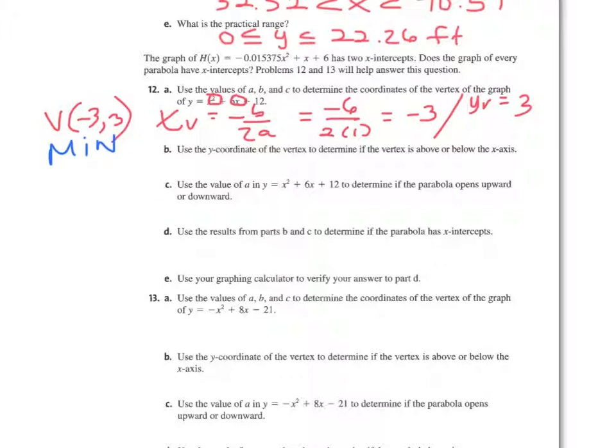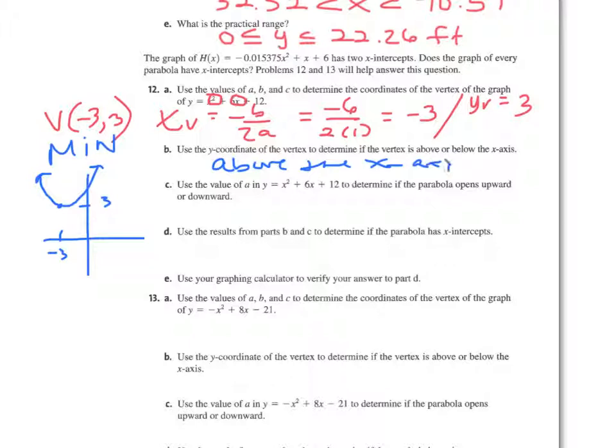So use the y-coordinate to determine if the vertex is above or below the axis. Just think about where this is. I'm going to do a little sketch. Let's say that's negative 3, and then let's say that's 3. So it's something like there, and we know it's opening up because of the a value. So this one is actually all the way above the x-axis.